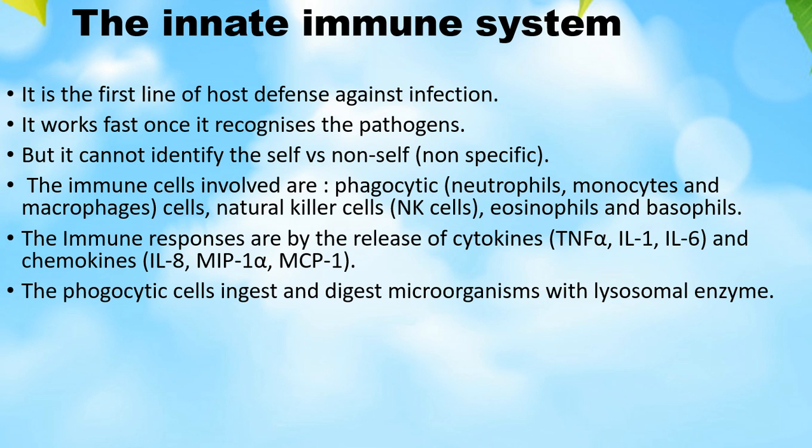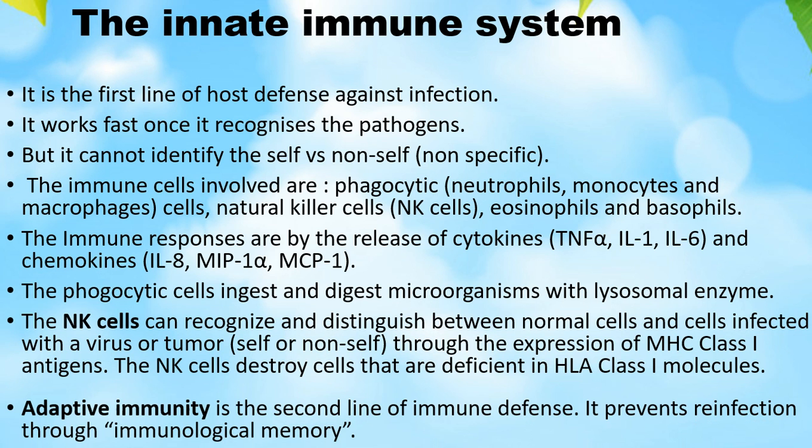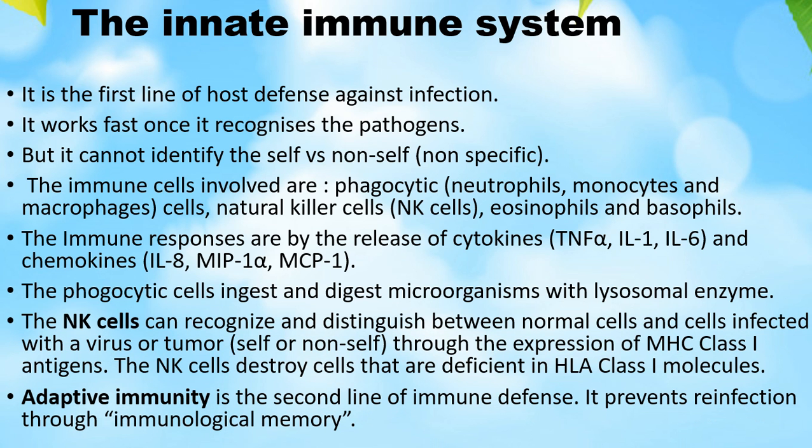Phagocytic cells ingest and digest microorganisms with lysosomal enzymes. The NK cells, or natural killer cells, can recognize and distinguish between normal cells and cells infected with virus or tumor through the expression of MHC class I antigens. The NK cells destroy cells that are deficient in human leukocyte antigen class I molecules. Adaptive immunity is the second line of immune defense. It prevents reinfection through immunological memory.